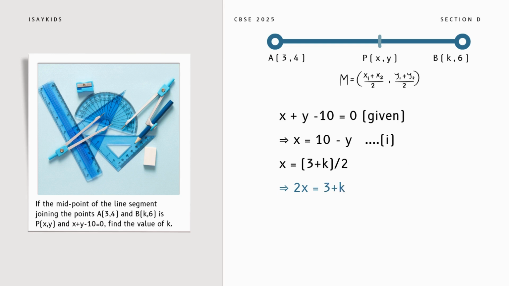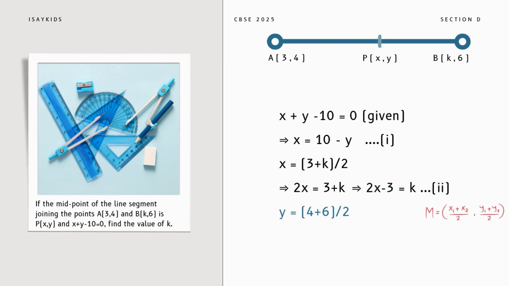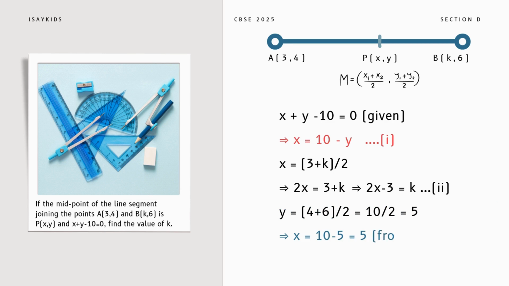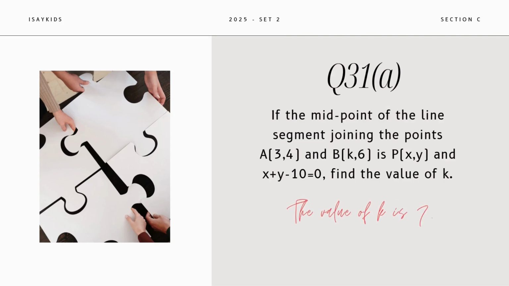That means K is 2x minus 3. Now Y would be (4 plus 6) by 2. That is 5. That means X would be 5 and K would be 7. Thus the value of K is 7.